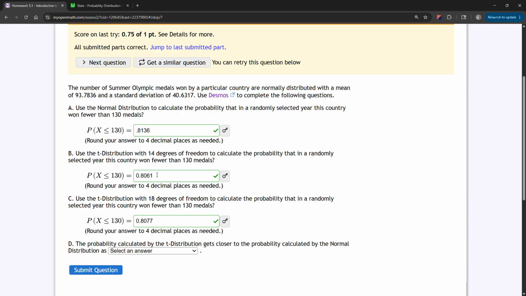What we can see from these two values is that with 14 degrees of freedom, we're getting kind of close to the value we had in part A, but as our degrees of freedom increase, our probability is getting closer to the probability that we calculated in part A with the normal distribution. And as we continued in that pattern, if our degrees of freedom got larger and larger, we would continue to get closer to that value from part A. So we can say the probability calculated by the t-distribution gets closer to the probability calculated by the normal distribution as the degrees of freedom increase.